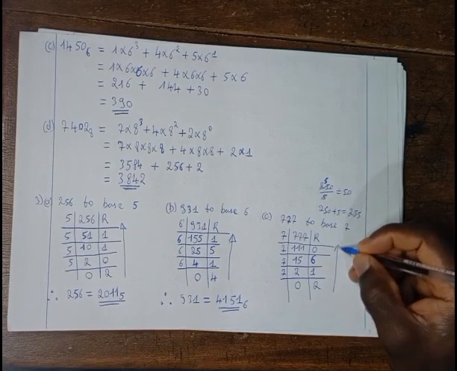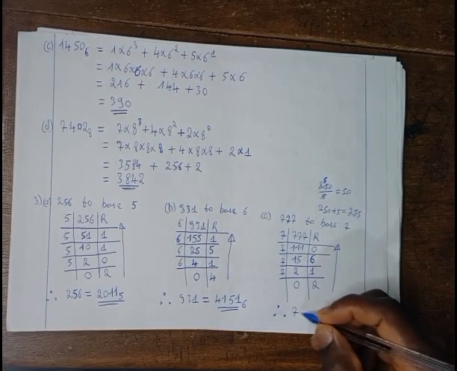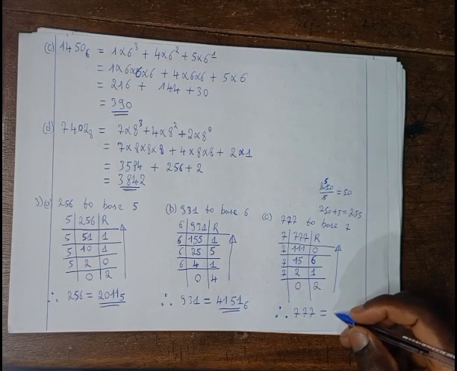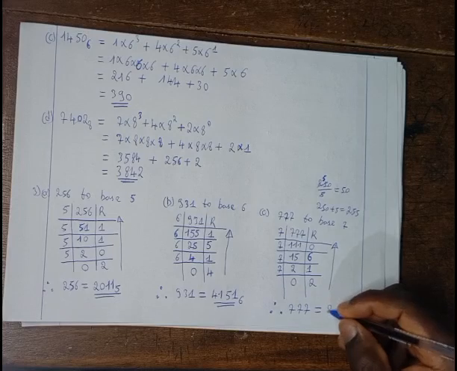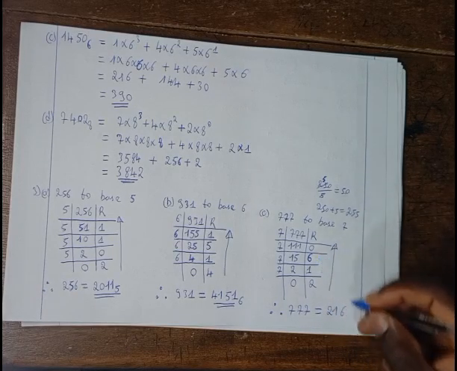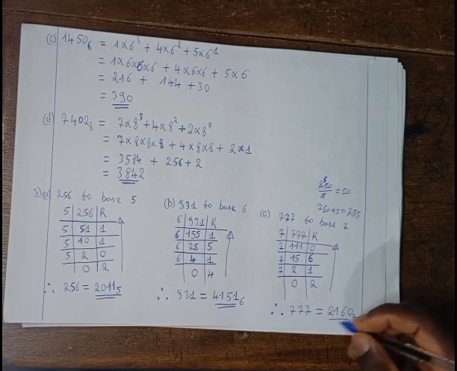Copy from bottom to top. Therefore, the number 777 in base 7 is simply equal to 2, 1, 6, 0. Then we must write down the base, base 7.